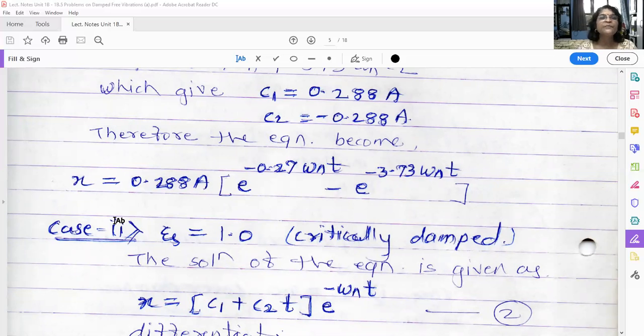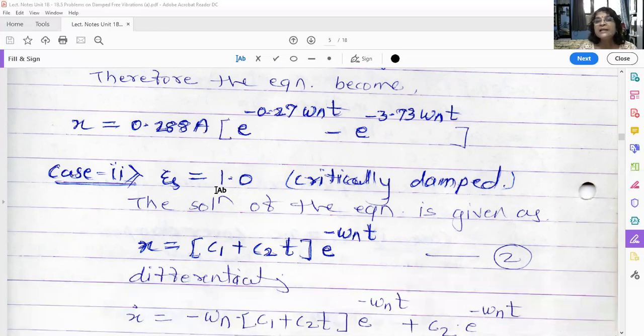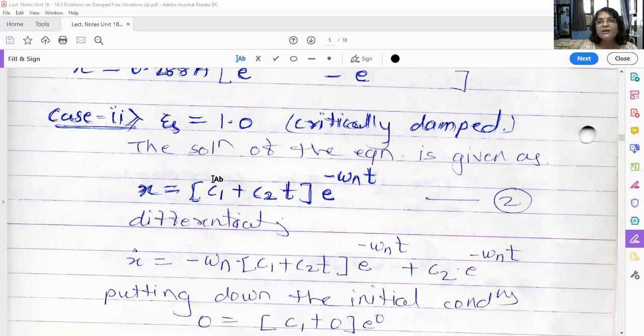Okay. Now consider the second case. What is second case? Zeta is equal to 1. That means it is a critically damped system. What we have to find out? We have to determine the solution. Okay. So solution for critically damped system is given by x is equal to C1 plus C2t into e raised to minus omega n t.